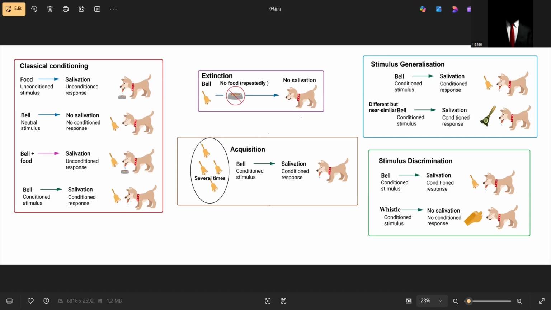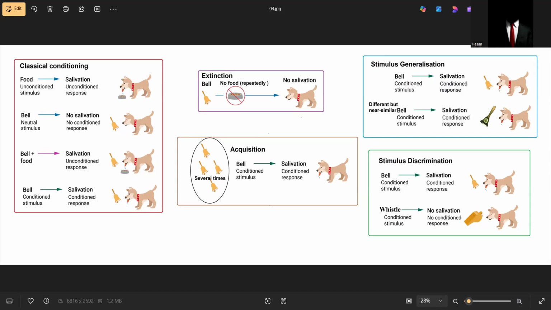The conditioned stimulus must be presented several times to elicit a conditioned response. This process is known as acquisition. It is the process of pairing a conditioned stimulus with an unconditioned stimulus.